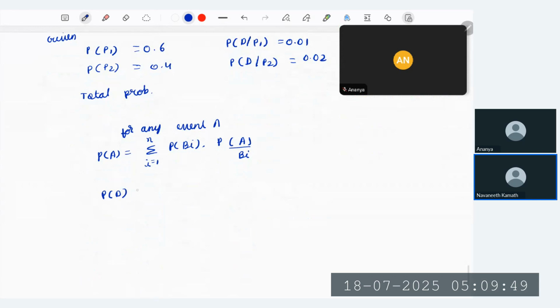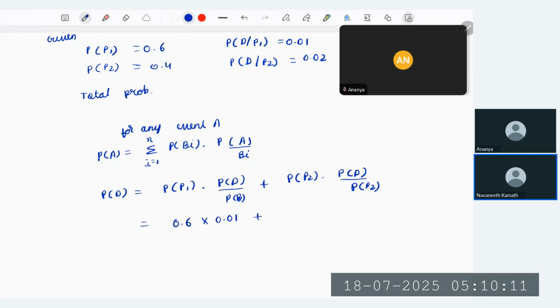So P of defective will be equal to the summation of P of it is from plant 1 given that it is defective, plus P of it is from plant 2 given that it is defective. Substituting and finding out, it is 0.6 into 0.01 plus 0.4 into 0.02. So it is equal to 0.014. This is the percentage, or 1.4 percent.